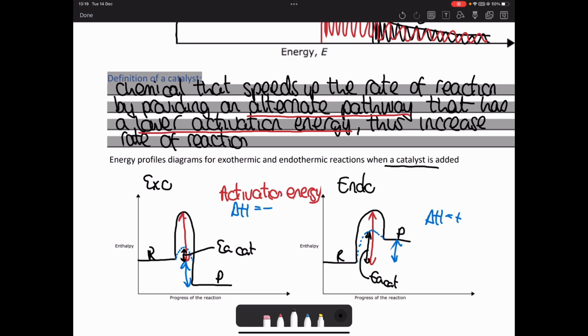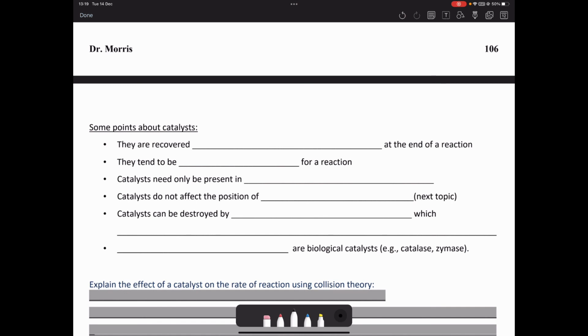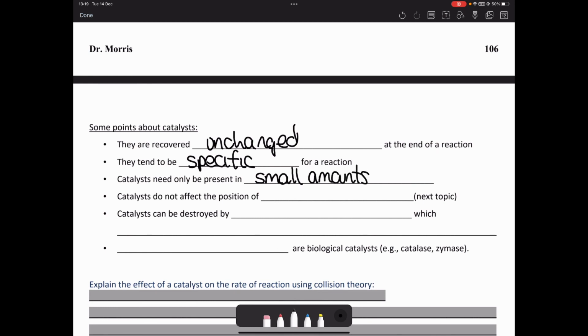So the hump is smaller. So they can ask you to draw an energy profile diagram and then draw it with your catalyst. What happens to it when there's a catalyst present. So the last little bits about this. We know from junior cycle, catalysts are unchanged at the end of the reaction. They will be specific for our reaction. They technically only need to be present in small amounts. And this is our next topic, but they don't affect the position of equilibrium. So this will make sense when we get to the end of our next topic.